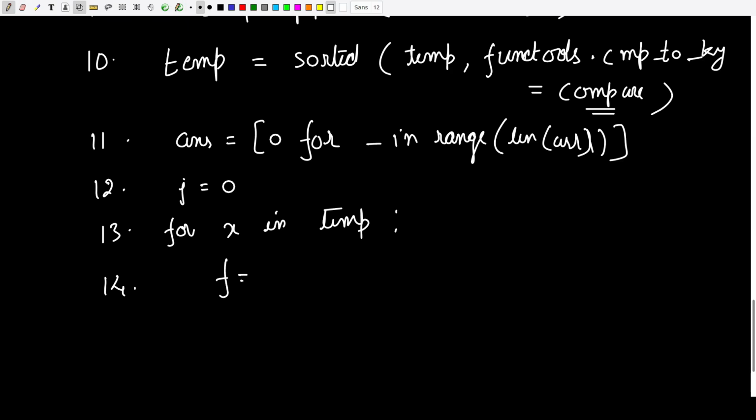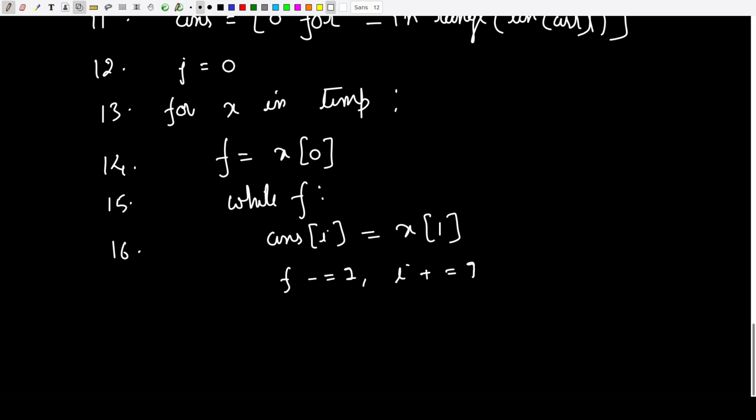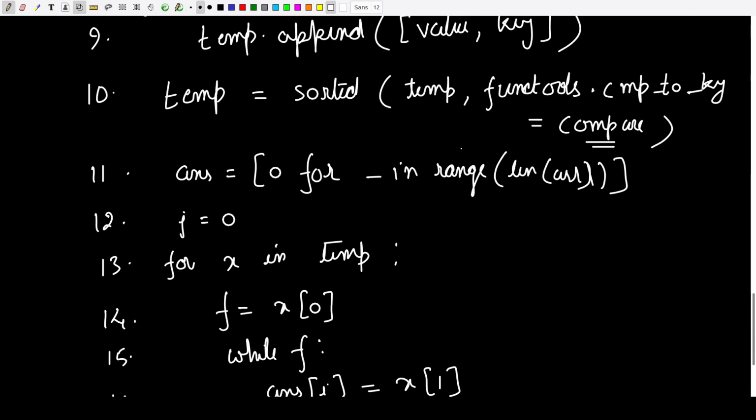So f equals to x of 0, then while f is not equal to 0, answer of I equals to x of 1, and then let us decrease our f by 1 and increase our I by 1. And in this way we will be able to prepare our answer list, and towards the end we can just return answer. Now let us look at this compare function which we have.